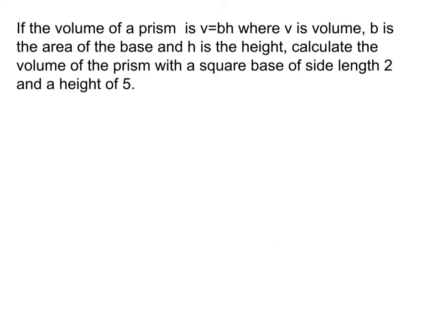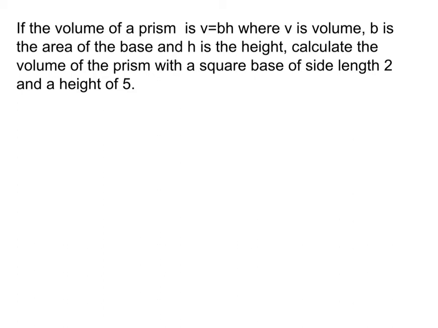If the volume of a prism is V equals B times H, where V is the volume, B is the area of the base, and H is the height, calculate the volume of a prism with a square base of side length 2 and of height 5. So this is now a formula because we've got V equals. So we've got an equation, which is also known as a formula, and you can tell because of the equal sign. So volume is the formula we're trying to figure out.